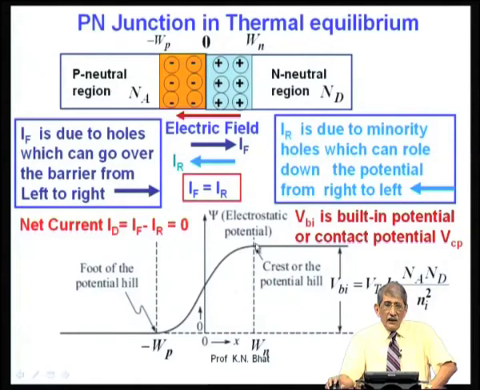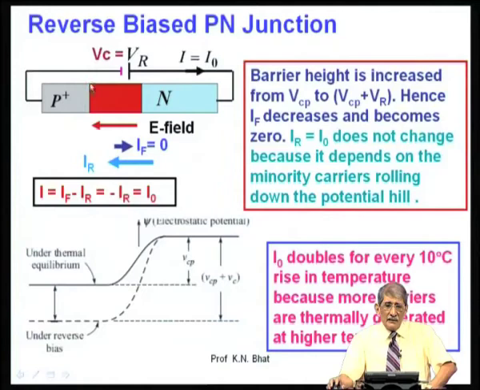How do I increase this barrier? Make this right side more positive compared to the negative side. How do I do that? I apply voltage across the junction with the N side more positive compared to the P side. So, that is like this. I have made the P side minus and applied an external voltage Vc, which you can also call Vr. You call it a reverse bias.